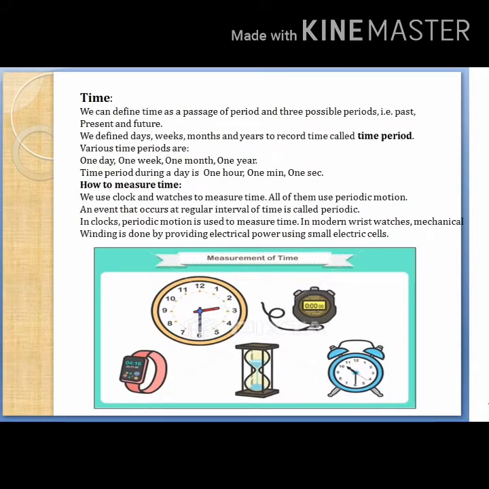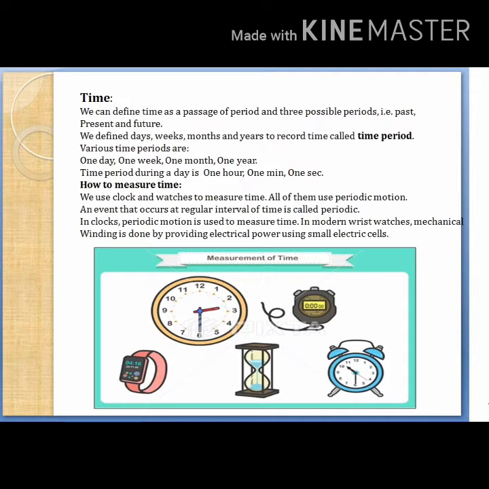Time. Students, in ancient times, people did not have knowledge of time. They just performed their various activities by noticing the direction of the sun. But with the development of civilization, human beings developed an idea of time. And now we can define time as a passage of periods. The three possible periods are past, present, and future.